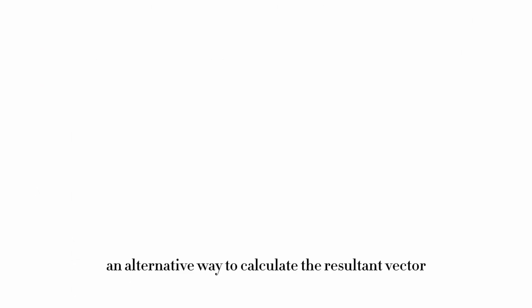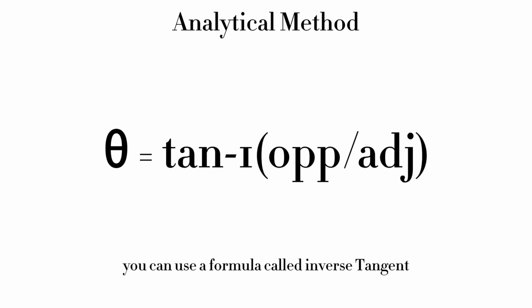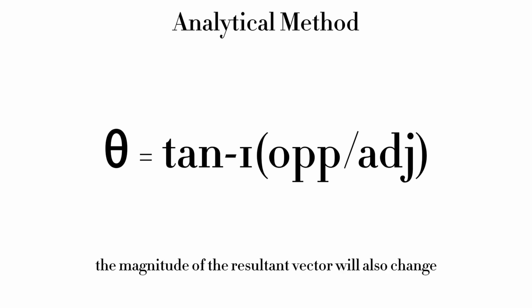An alternative way to calculate the resultant vector is by applying the analytical method. When using this method, it is useful to create a model of what the graph would look like. To find the measurements of the triangle, we can use sine and cosine. However, to find the angle of the resultant vector, you can use a formula called inverse tangent. This formula will give the angle of the triangle. However, you must be cautious when dealing with which axis the angle is relative to. Depending on which axis the angle is measured by, the magnitude of the resultant vector will also change.